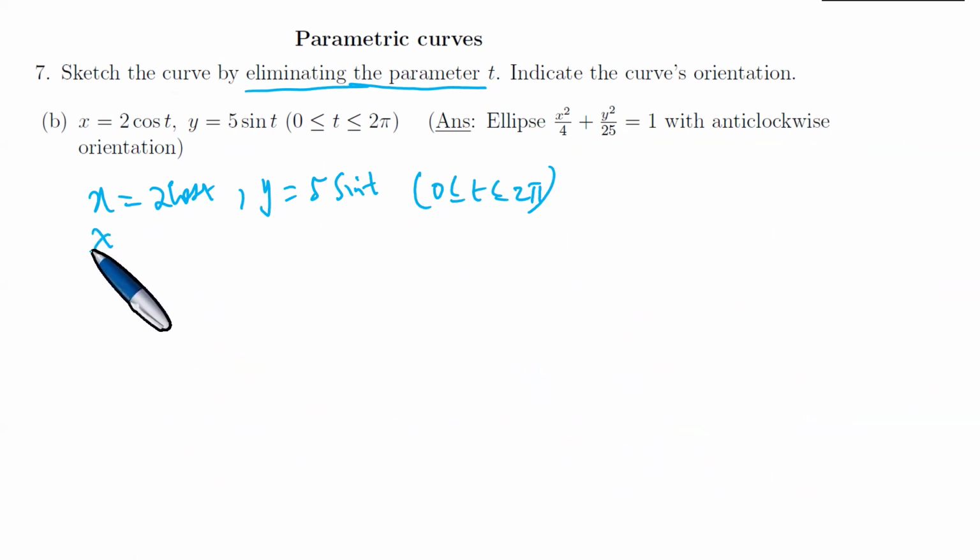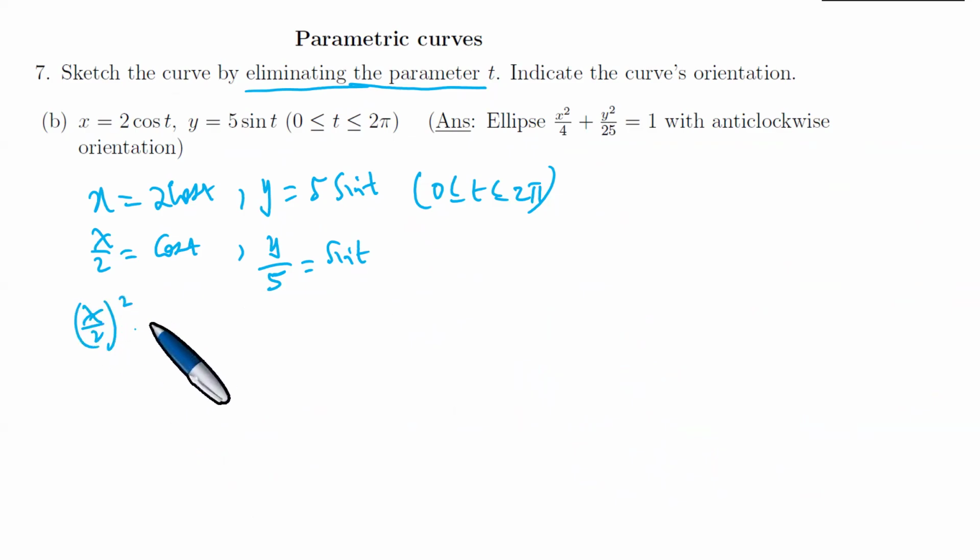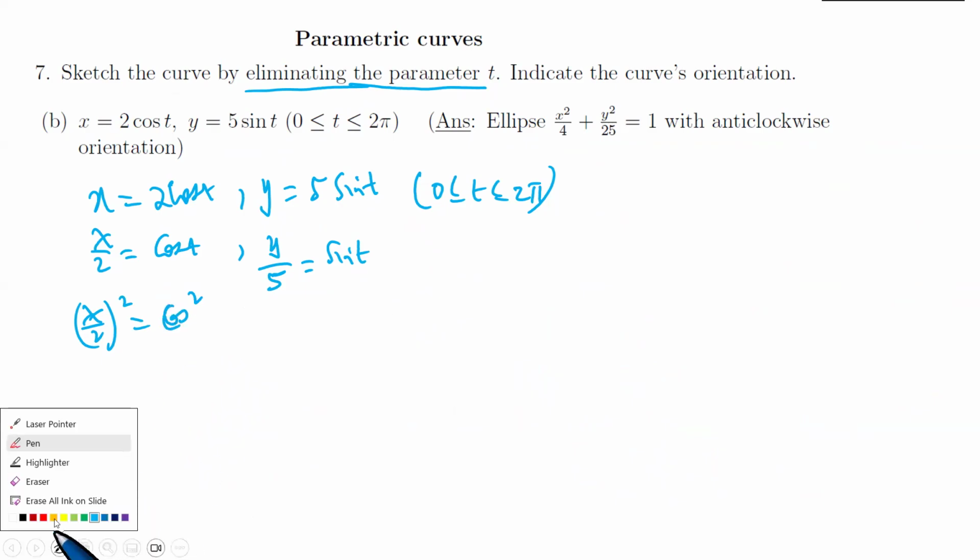So you can divide by 2, having x over 2 equals cosine t. And then y over 5, you divide by 5, equals sine t. If you square x over 2, you get cosine squared t.